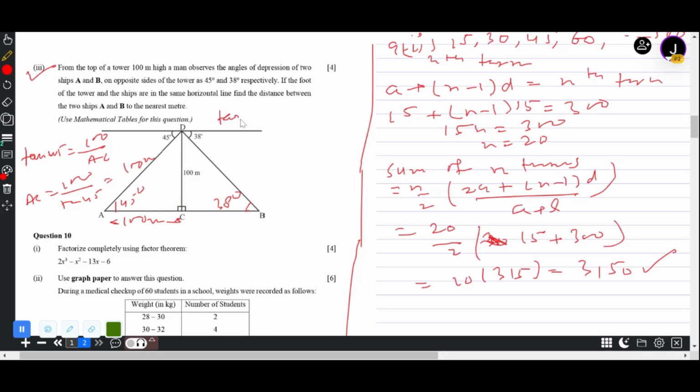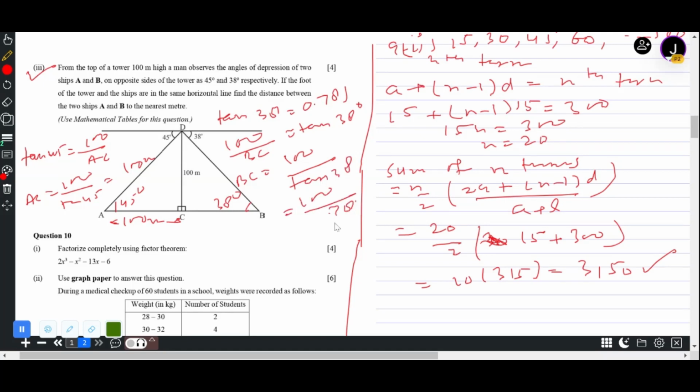Now what is tan 45? Tell me fast. That is equal to 100 divided by AC. So AC is equal to 100 divided by tan 45. Tan 45 is 1. That is 100 meters. So this is 100 meters. What we have to do is find the distance between the ships. Okay, angle of depression of the ships is given. What is tan 38? Let me check the calculator. Tan 38 is 0.781.